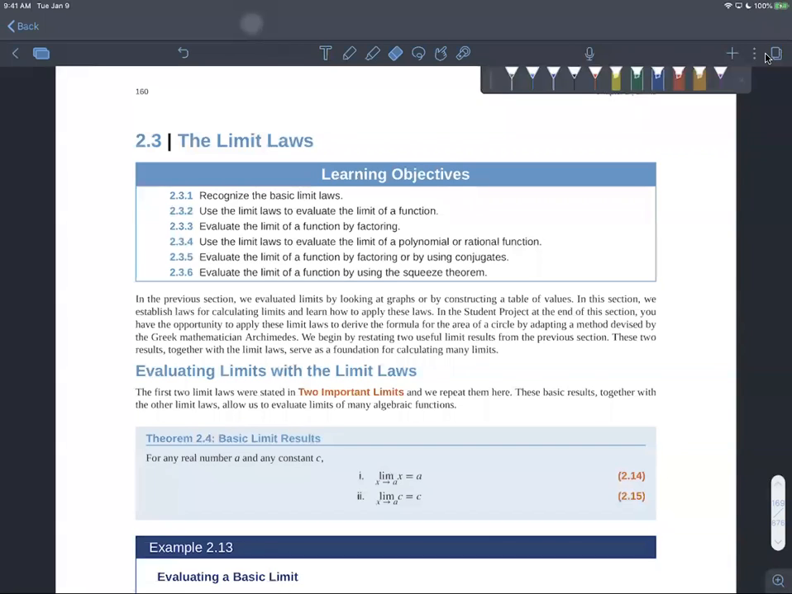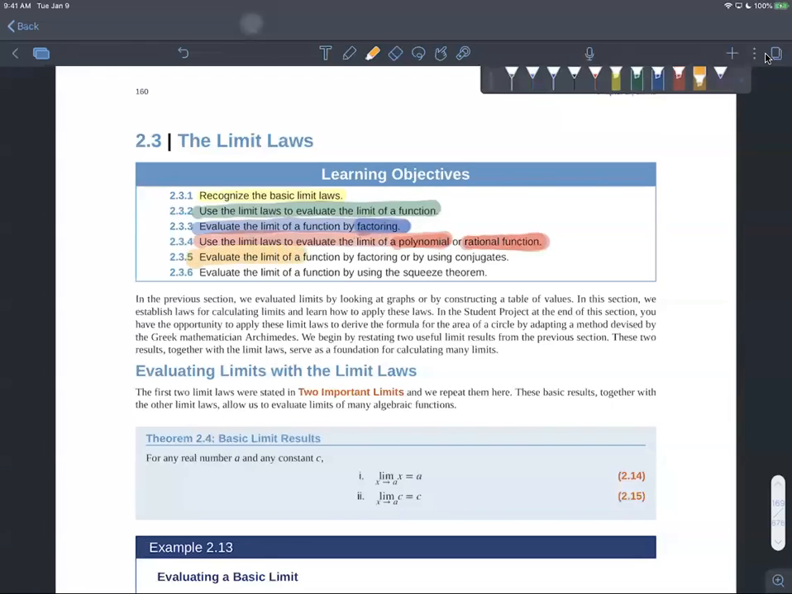Okay, so learning objectives. We should be able to recognize basic limit laws, use the limit laws to evaluate the limit of a function, and evaluate the limit of a function by factoring. This is a common method we'll use. Use the limit laws to evaluate the limit of a polynomial or a rational function. Those turn out to be not that difficult.